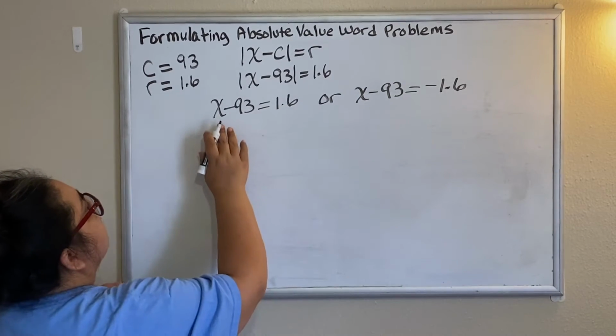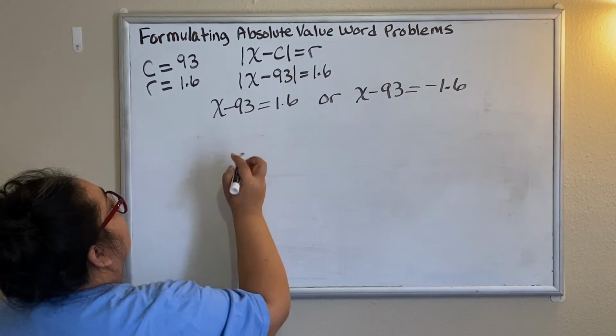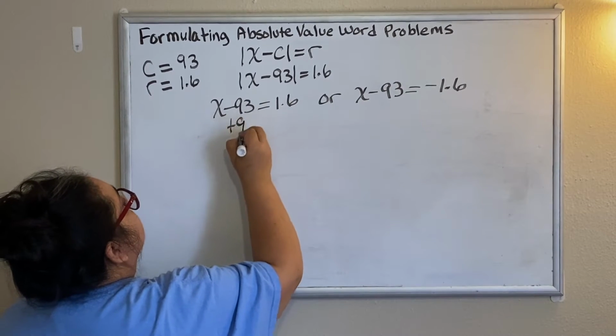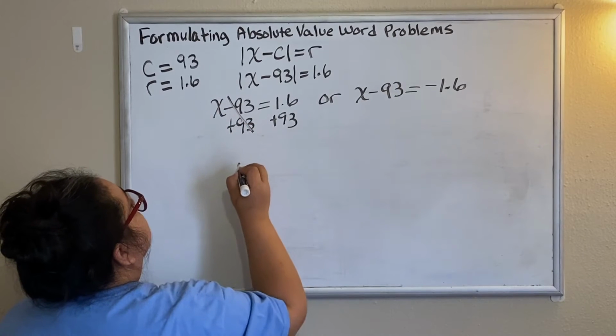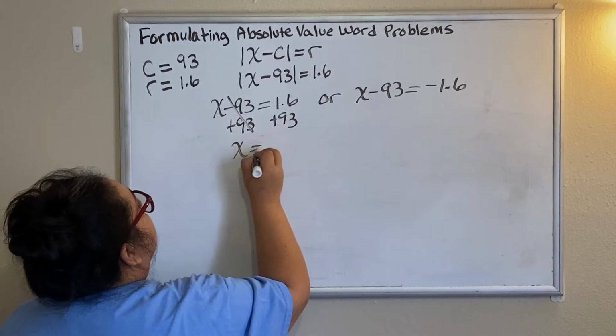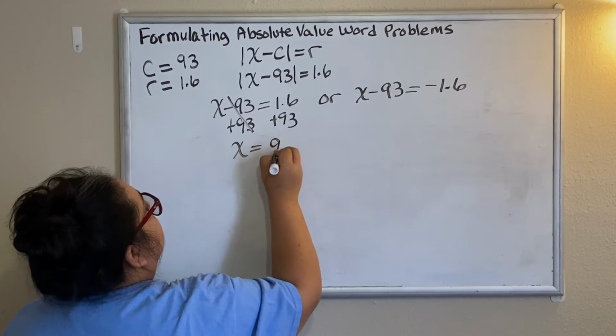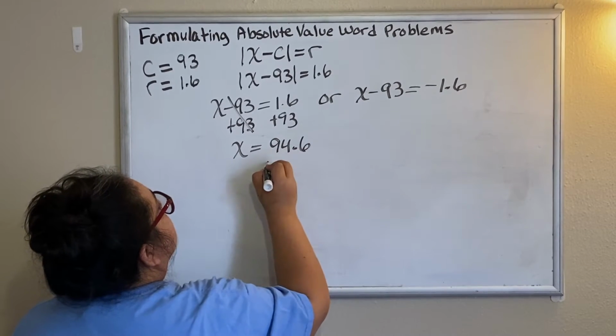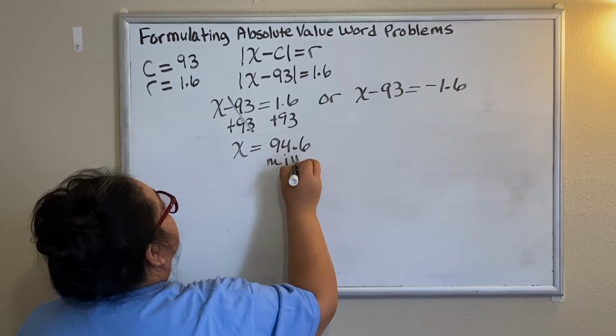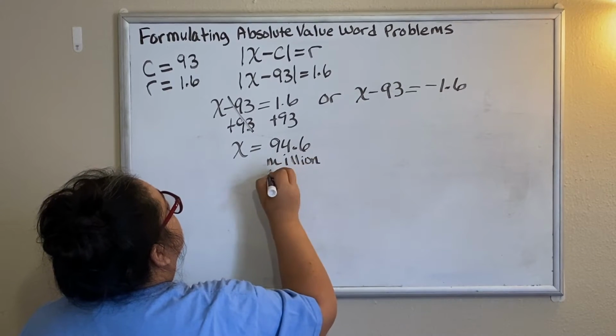Let's start with the first equation. We want to undo our operations. We're subtracting 93, so we're going to undo that by adding 93 to both sides. That's going to eliminate the 93, and we get x equals 94.6, and this is in millions of miles.